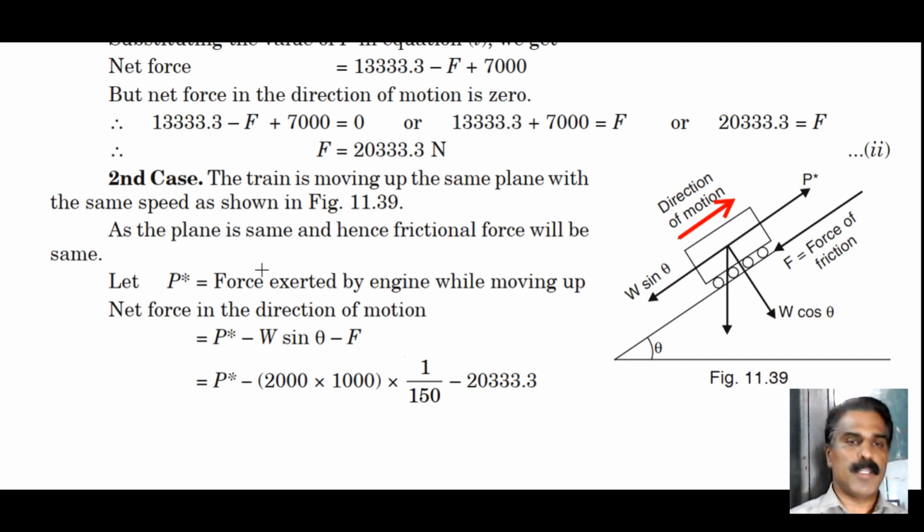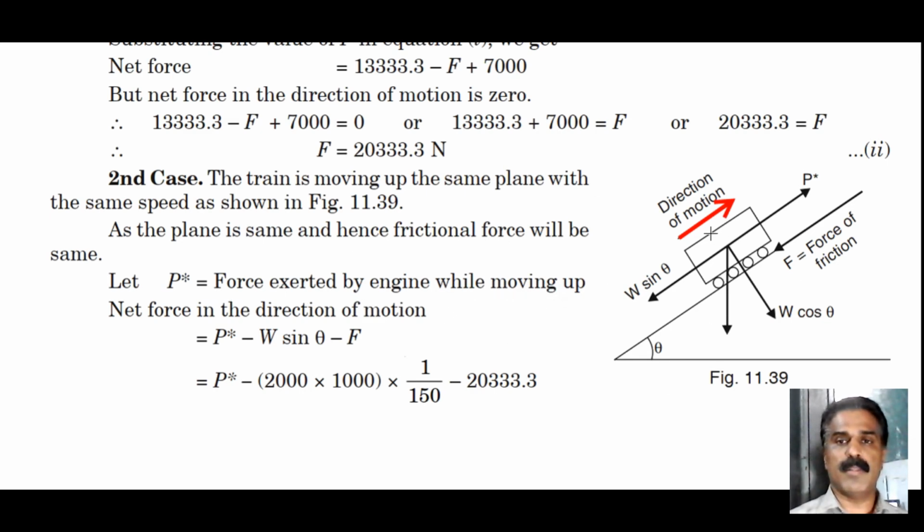Now let us see. As the plane is the same, the frictional force will be the same, isn't it? As the plane is the same, the frictional resistance will be the same as the F we found already. That is, F is equal to 20.333 kilonewton or 20,333.3 Newton. That will be the frictional resistance.